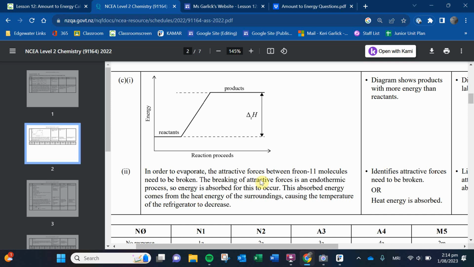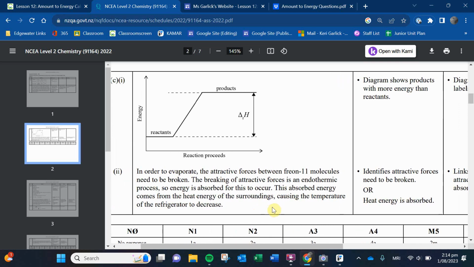Now, where is this energy coming from? This energy is coming from heat. And so that's then allowing the fridge to have that cooling purpose, causing the temperature of the fridge to decrease. So it's absorbing that heat energy, making the fridge colder. Cool.